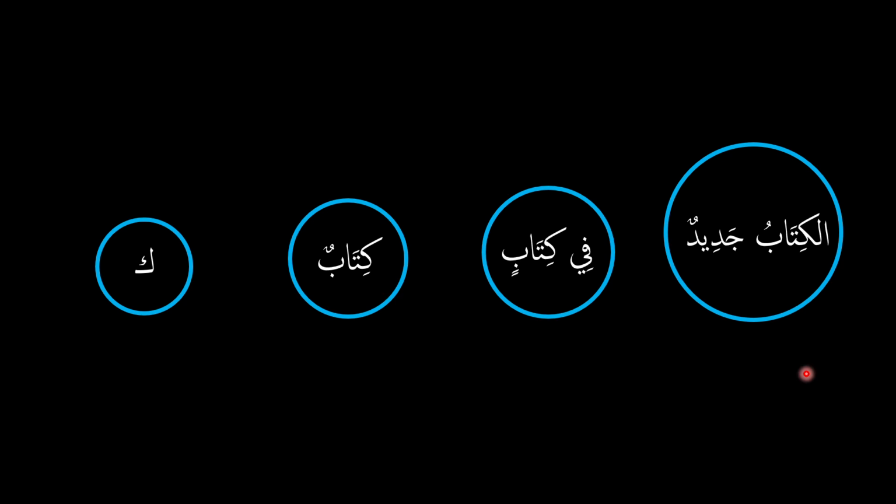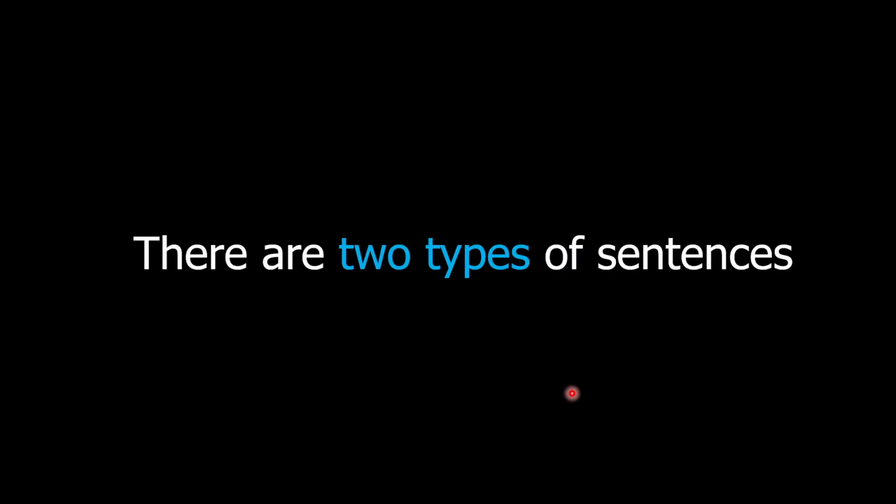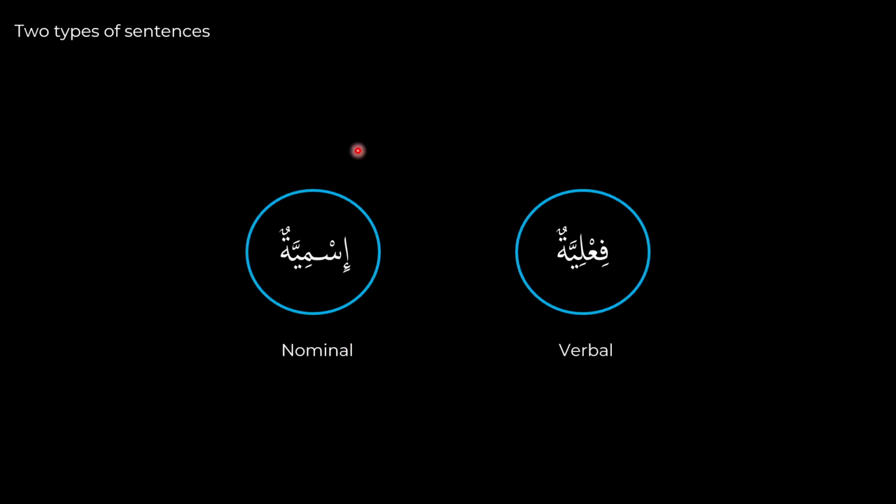So al-kitabu jadidun would be the book is new, right? And that's what we're going to be studying for the next couple of weeks, inshallah. So there are two types of sentences in Arabic, right? So you have the nominal, which is known as the ismiya, and that's essentially a sentence that begins with a noun, and it's made up of two parts. There is the subject, which is the thing that you're focusing on. Then there's the predicate, which is some type of information about it.